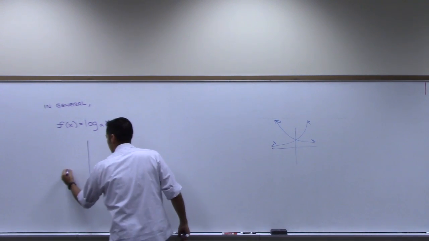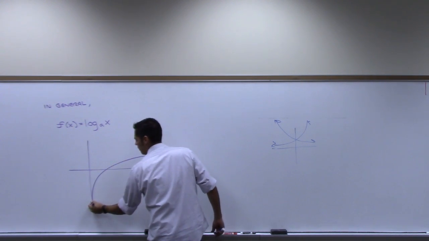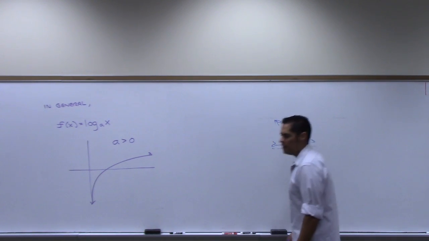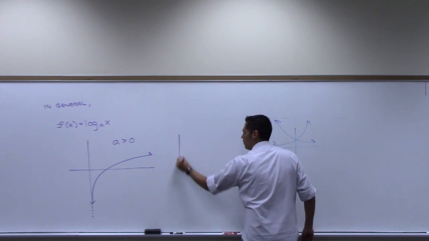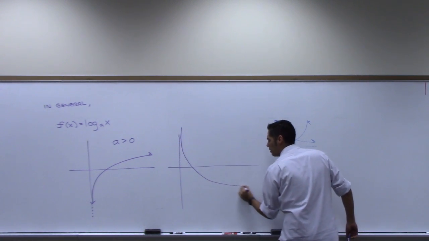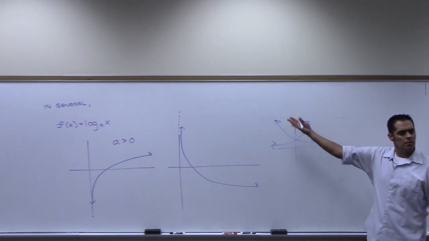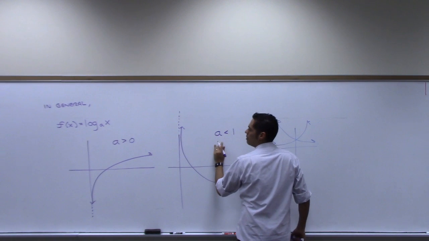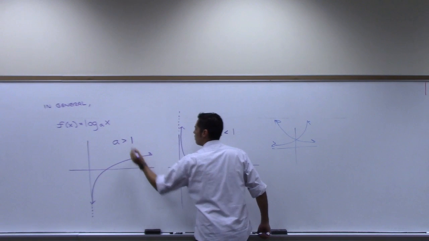It's going to look like this if a is greater than 1, and this will always be a vertical asymptote right here. Or it's going to look like this, kind of like flipped over. If a is less than 1, oh, oops, sorry, that's a mistake. I meant to put 1 here.